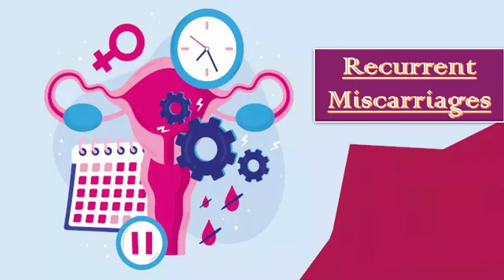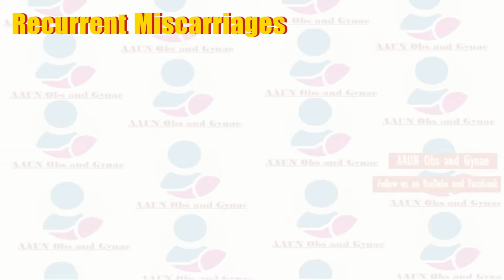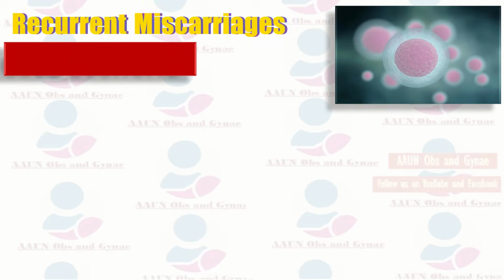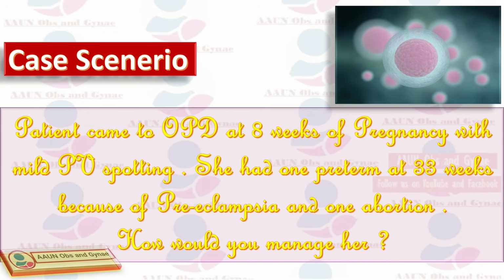Recurrent miscarriages case scenario is the topic of our discussion today. Patient came to OPD at 8 weeks of pregnancy. She presented with mild PV spotting. She had one preterm at 33 weeks because of preeclampsia and one abortion. How would you manage her?